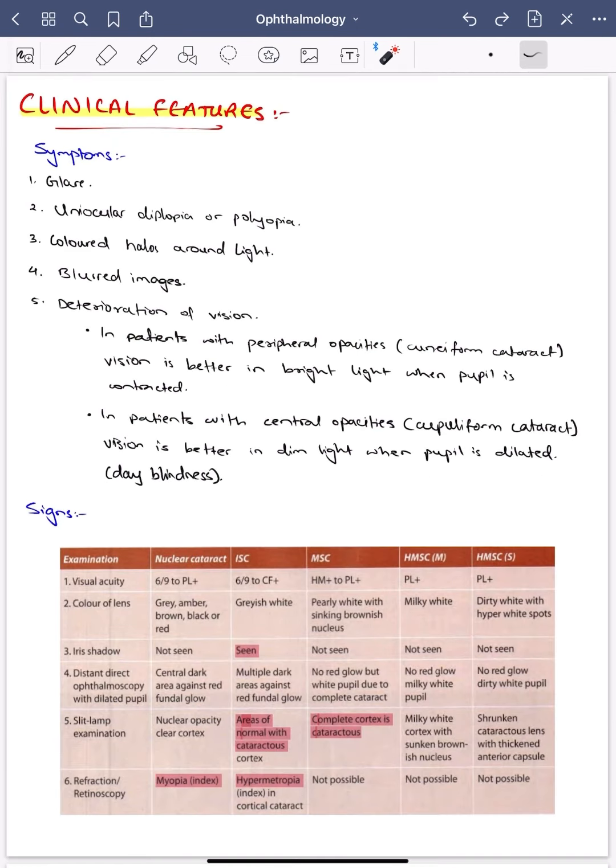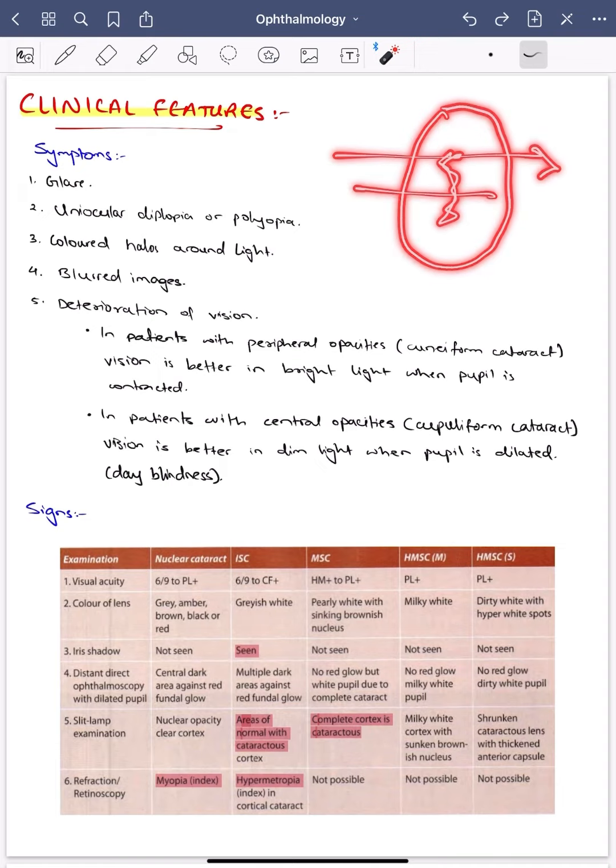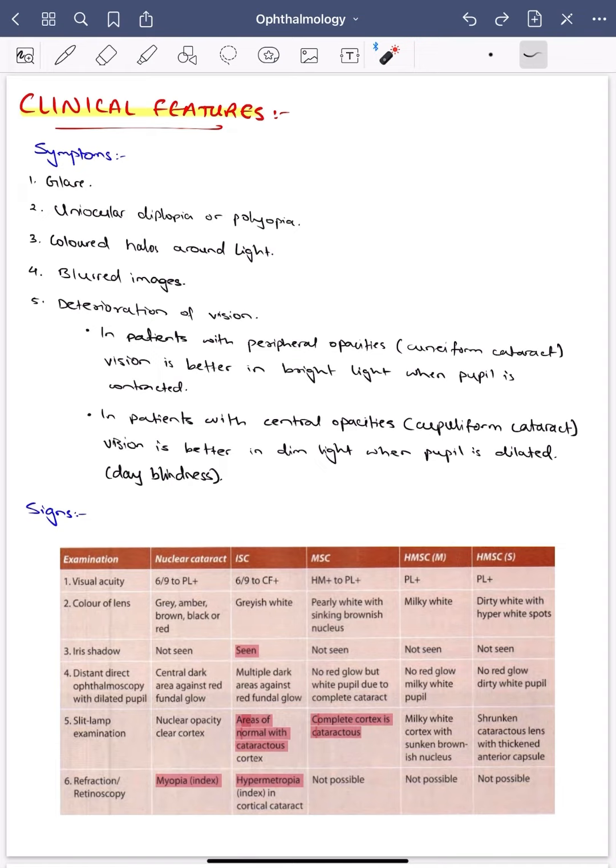Now, coming to the clinical features of cataract. Basically, we have a lens with an opacity. Therefore, the proper refraction of light does not occur, and because of this, the symptoms are seen. The symptoms are glare, uniocular diplopia and polyopia, colored halos around light, blurred images, and deterioration of vision. Now, the deterioration of vision can be of two types.